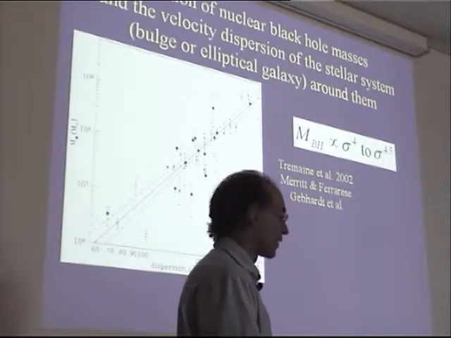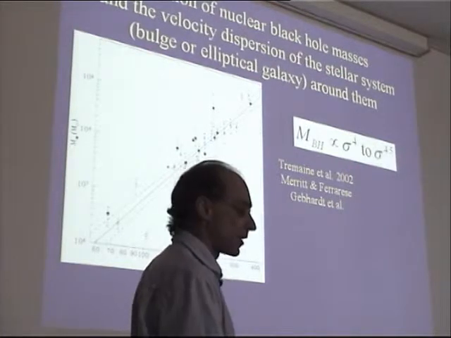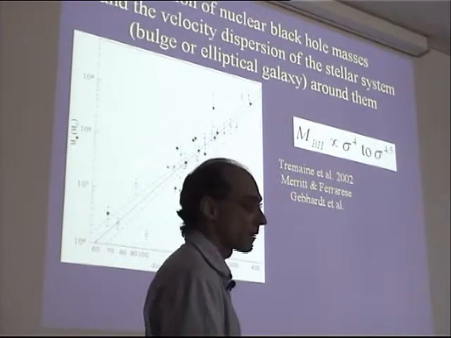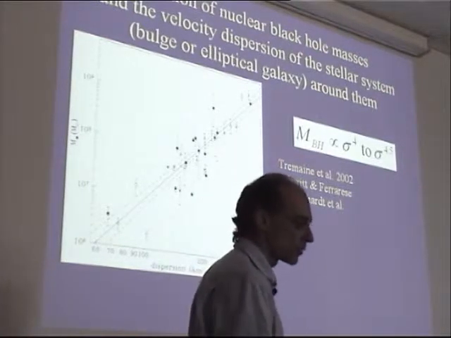And there is this well-known relationship that has already been shown between black hole mass and velocity dispersion of the stellar system around it. The black hole mass goes as sigma to the 4 or maybe sigma to the 4.5.